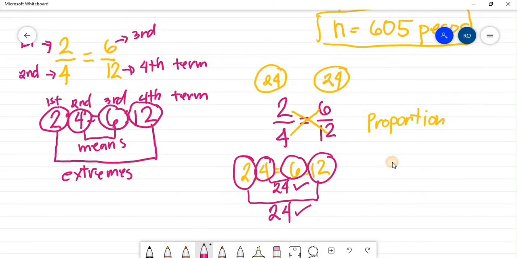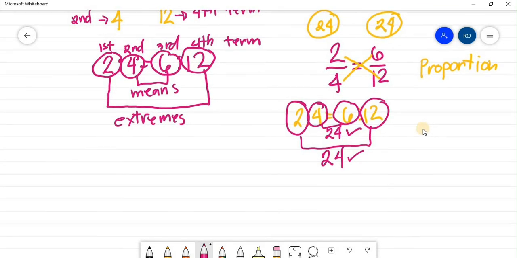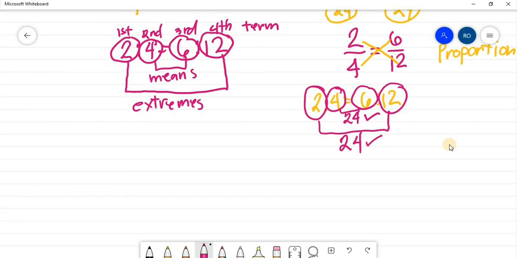What if there is a missing term in a proportion? How will we find the missing term in a proportion? Let's say, for example, 2/4 is equal to n, or the unknown term, n to 12. To find the value of n, or the missing term, we can use the cross product.